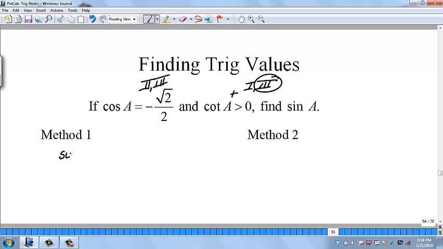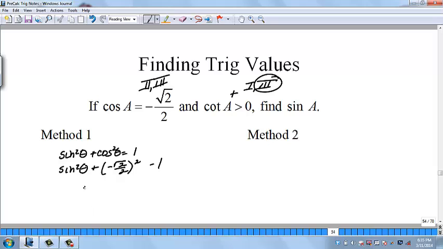So I'm going to do sine squared theta plus cosine squared theta equals 1. So I have sine squared theta plus negative radical 2 over 2 squared equals 1. This should be a plus sign right here. Sorry about that.